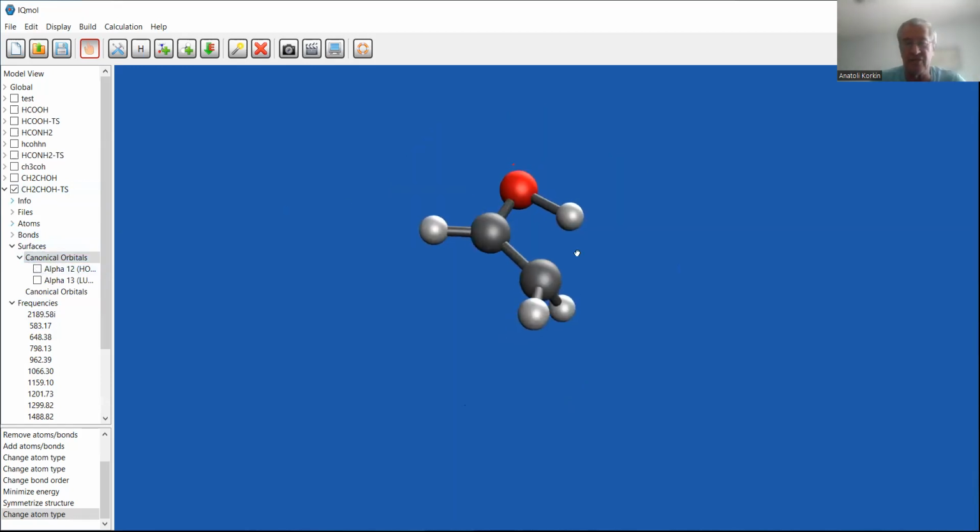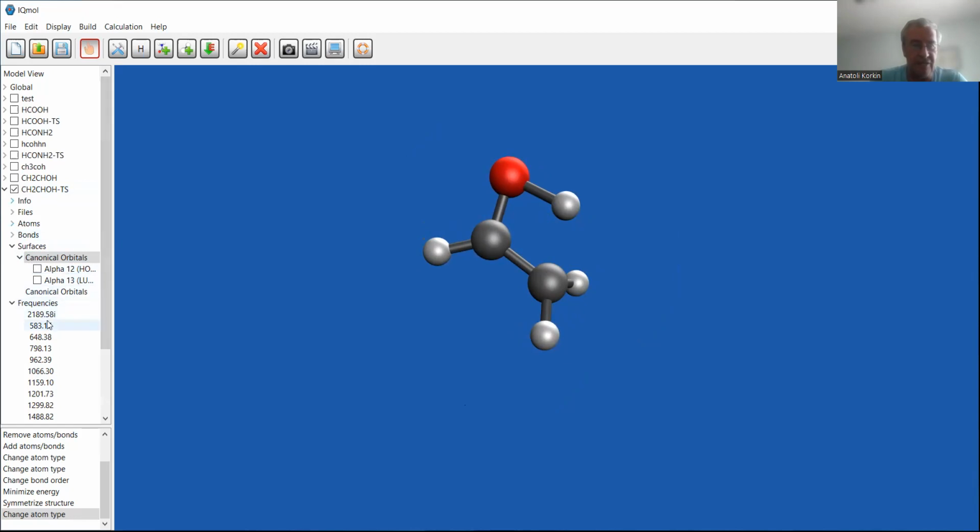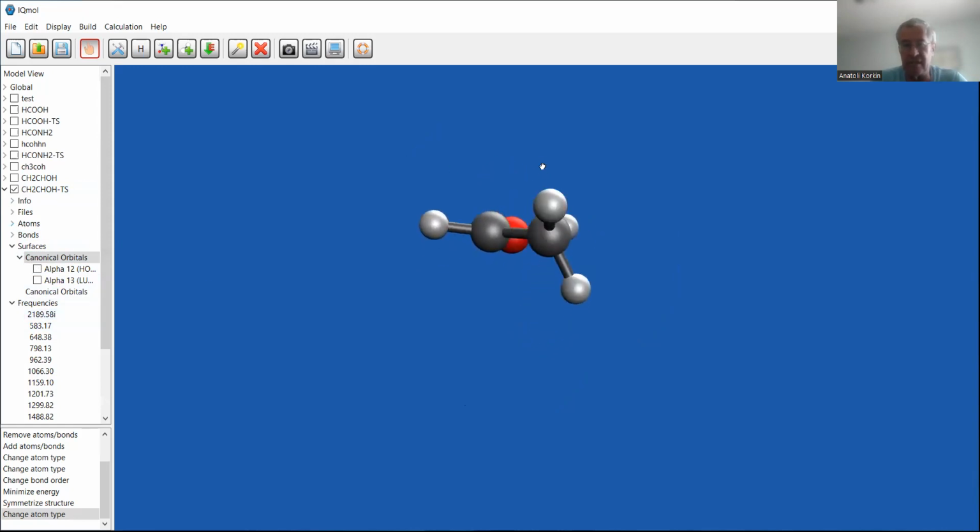Okay, so here's the transition state for hydrogen transfer between the CH3 group in acetaldehyde and oxygen to transform this double bond into ethanol. So again, as you may see, the calculation I did is correct. The structure is clearly shown to be right.